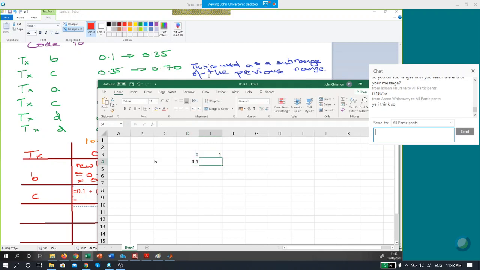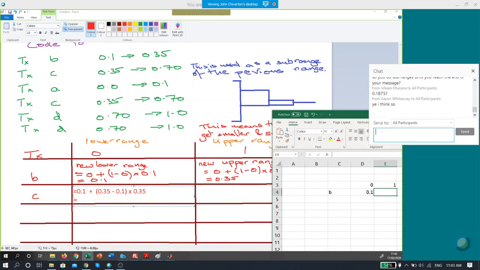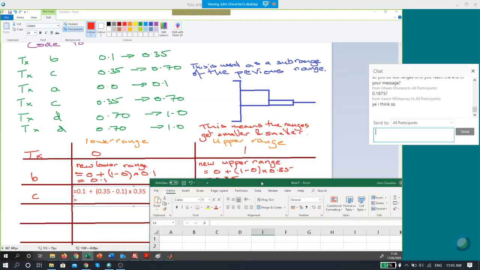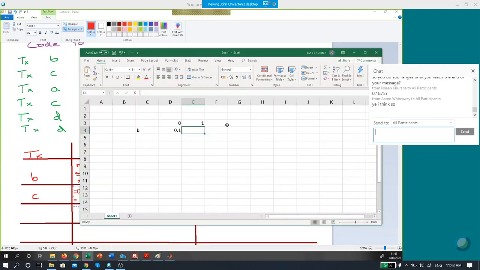And then for the upper one, we've got the same sort of calculation, but multiplying by 0.35 for B. So it's equal to that plus, and then the difference between the two, and then multiply by the upper range value for B. So of course for the starting symbol it is 0.35. Oh, thank you, Ishan. Let's see if Ishan's got the right value now.